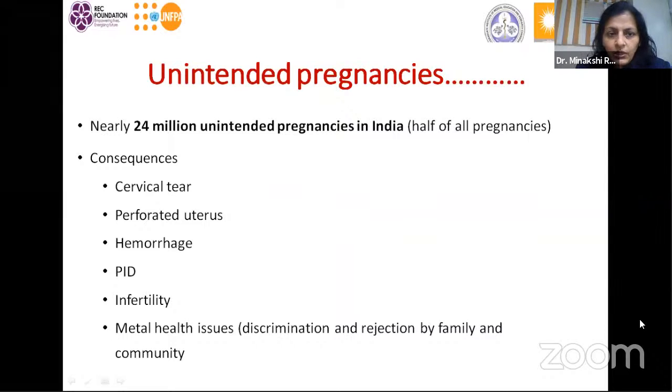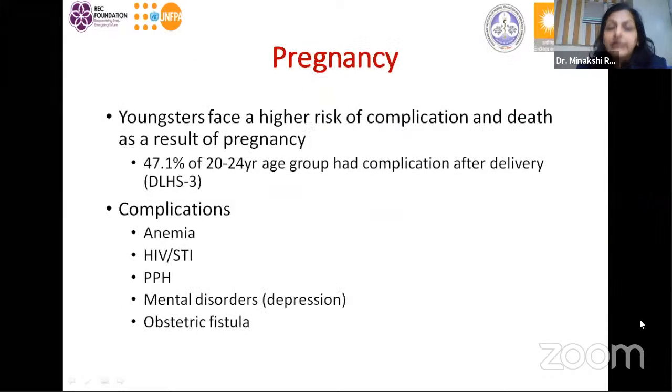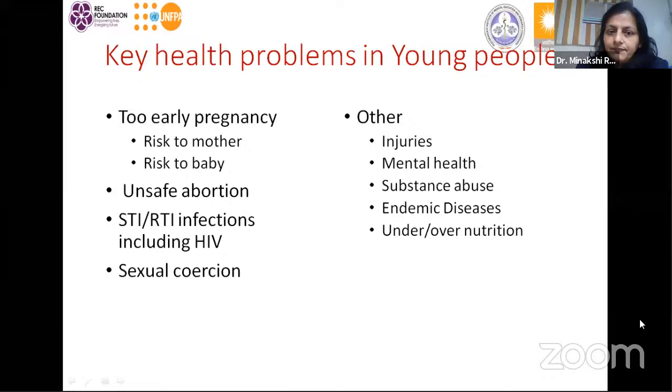As we know, this is about unintended pregnancies. So these are basically the health problems in young people. As I discussed, the main problem is pregnancy. If they conceive, it is a very risky issue for a young mother, and it is risky to the newborn baby also.